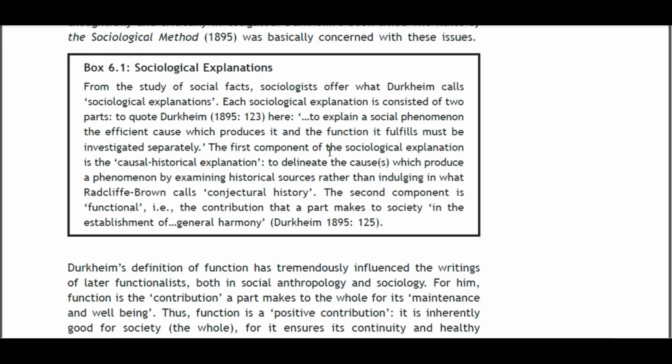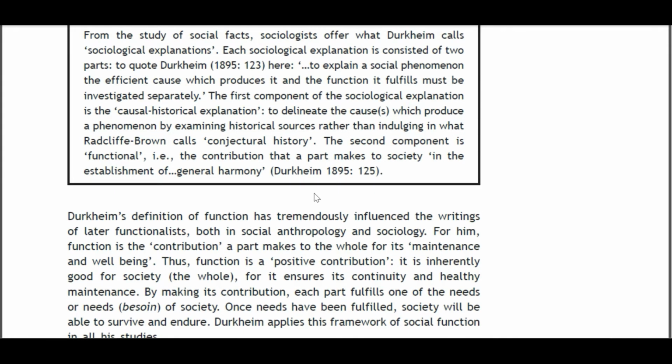The first component of the sociological explanation is the causal historical explanation, to delineate the causes which produce a phenomenon by examining historical sources rather than indulging in what Radcliffe-Brown calls conjectural history. The second component is functional, that is, the contribution that a part makes to society in the establishment of general harmony.